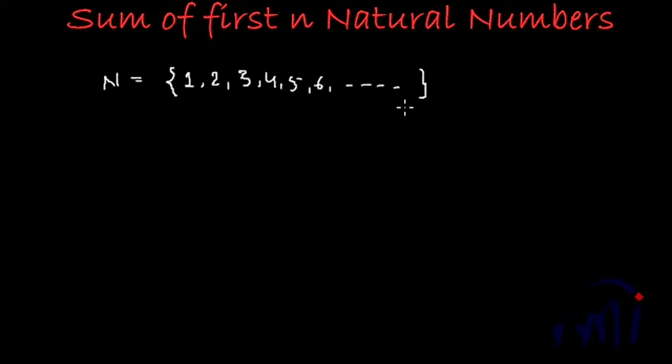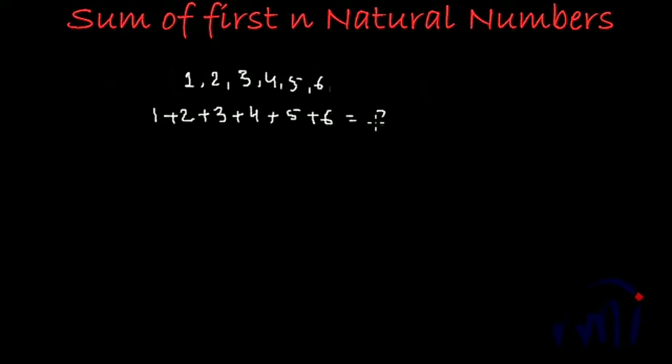So today what we are going to learn is how to find the sum of natural numbers. If I have to find the sum of first 6 natural numbers, these will be the first 6 natural numbers, right? And if I want to add them, since there are only 6 numbers, we can add them manually without using any formula. So it will be 1 plus 2 plus 3 plus 4 plus 5 and plus 6, 21, right? So the sum of first 6 natural numbers is 21.